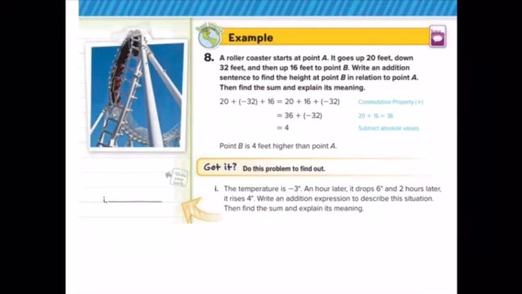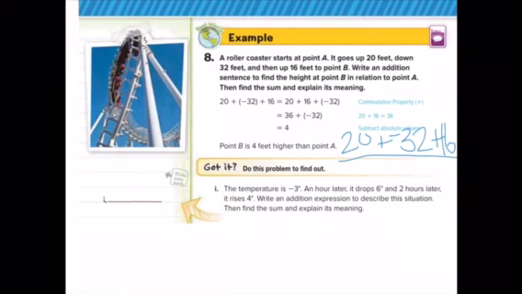A roller coaster starts at point A. It goes up 20 feet, so positive 20. It goes down 32 feet, so negative 32. And then it goes up 16 feet. Write an addition sentence to help find the height at point B in relation to point A. Then find the sum and explain its meaning.